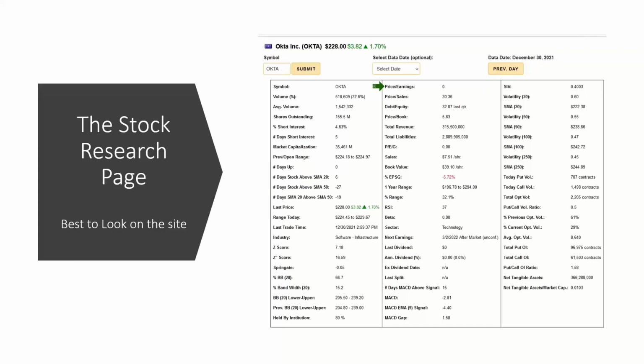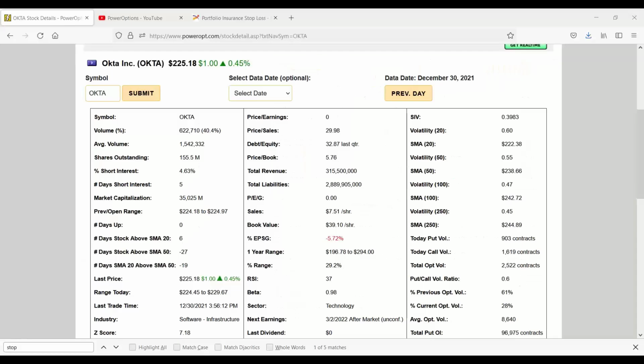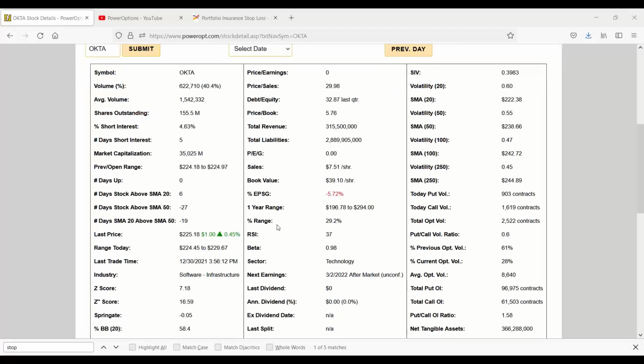So what we're going to do here is change our screen. We're going to go to the OKTA stock research page for Pavol. So let's go ahead and navigate over there. There we go. So Pavol ran a search. Okta came up on one of the top results. He linked to the stock research page.